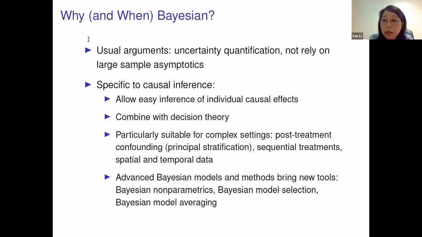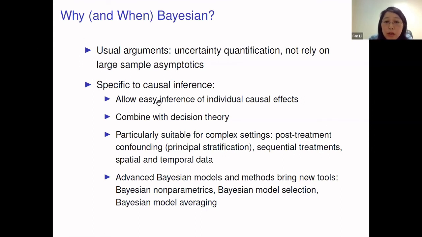Again, myself, I'm a pragmatist. I'm not just a Bayesian. If I choose a mode of inference, I usually feel that it must have a reason. People often ask, why do I use Bayesian? Of course, you have the usual arguments: uncertainty quantification, not relying on large sample asymptotics, all that kind of thing. So what is special about causal inference? Why, or when, should we use Bayesian in causal inference?